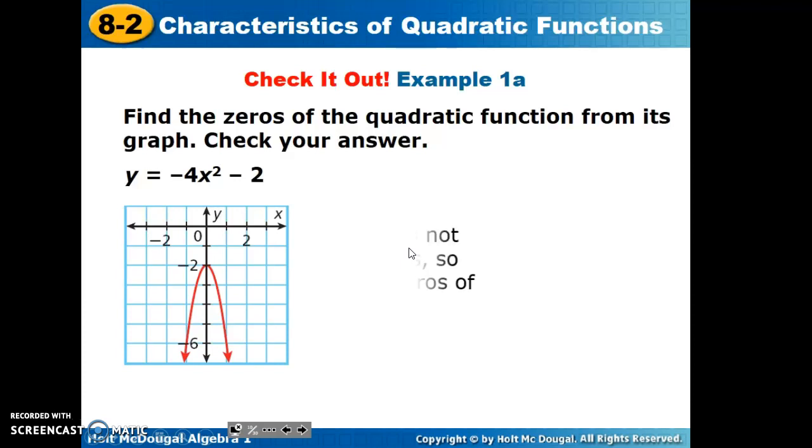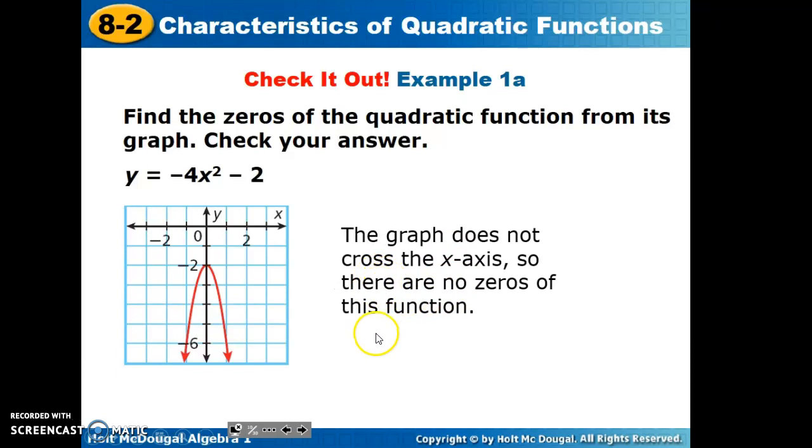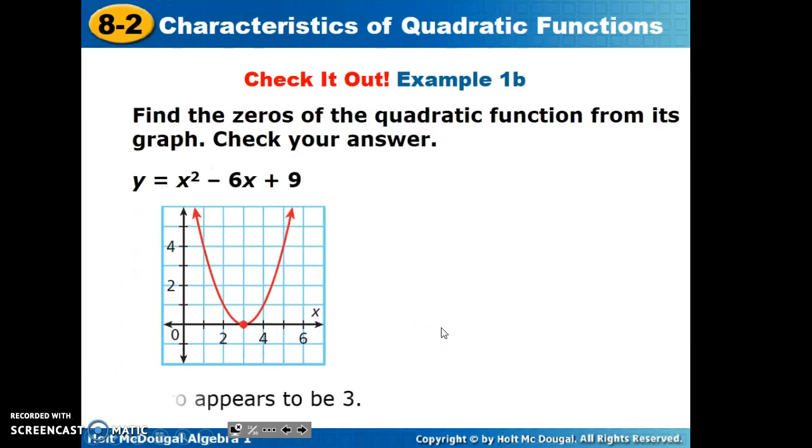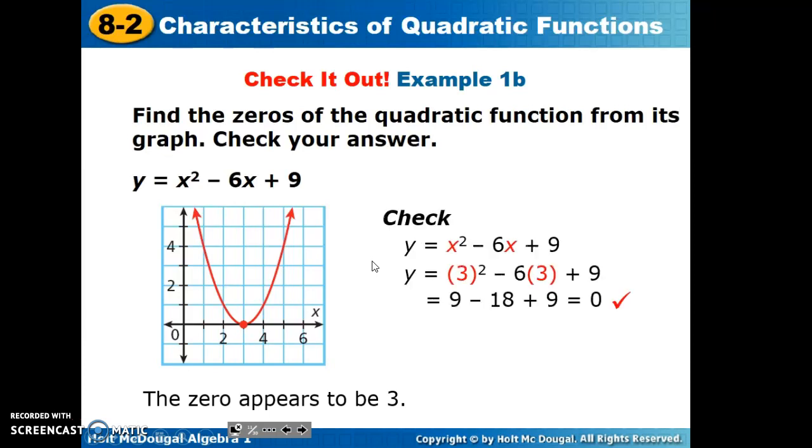So looking at check it out 1a, it says this graph does not cross the x-axis, so there are no zeros of the function. In 1b, it says find the zero from the graph, check your answer. Here's our graph. We can see that we have 1 zero. It touches in one point on the x-axis, and that value would be 3. The zero appears to be 3. We plug it in to check, allowing x to be 3. Do we get y equals 0?